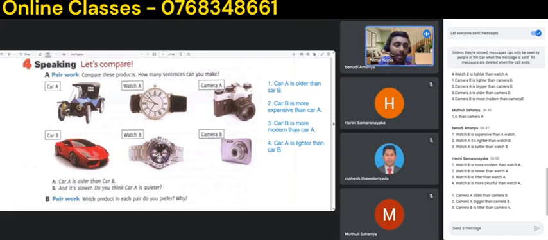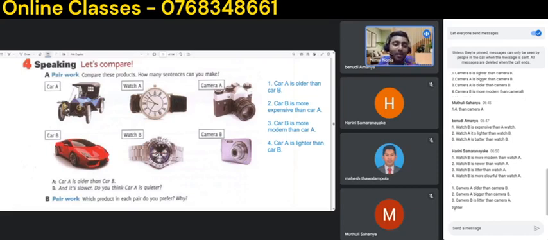Next one. Camera A is older than camera B. Yeah. Camera A, where is the word? The word is missing. Camera A is bigger than camera B. Camera B is lighter than, not litter, lighter. Camera B is lighter than camera A. Yeah. Lighter than camera A.